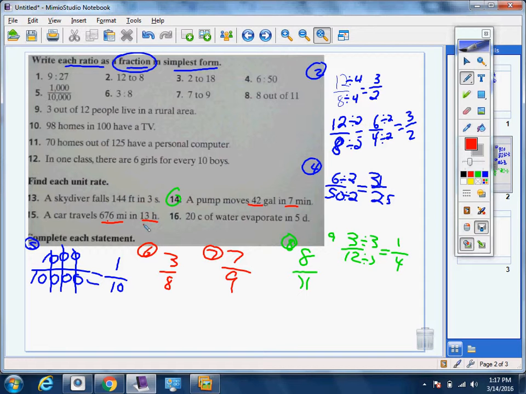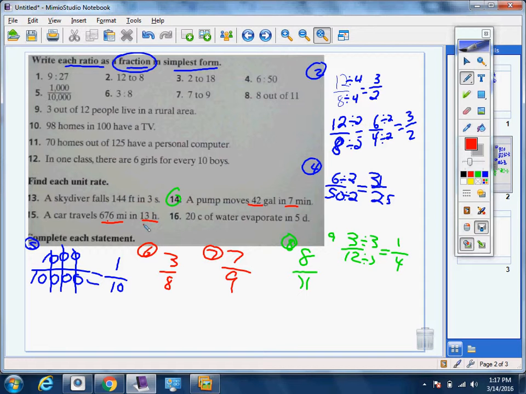A lot of times in ratios, if you have time, time is always on the bottom. If you're paid $12 an hour, or you've gone 600 miles in 14 hours, or whatever, miles on top, or one number on top, time is usually on the bottom. And like this one, 20 cups of water evaporate in 5 days. Once again, time on bottom, other number on top. I'm going to show you number 15, and then we're going to go on to today's work. Got a question?